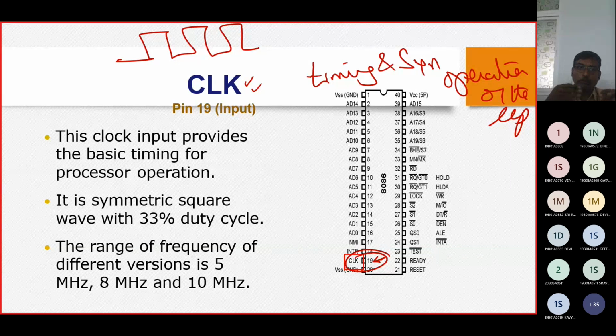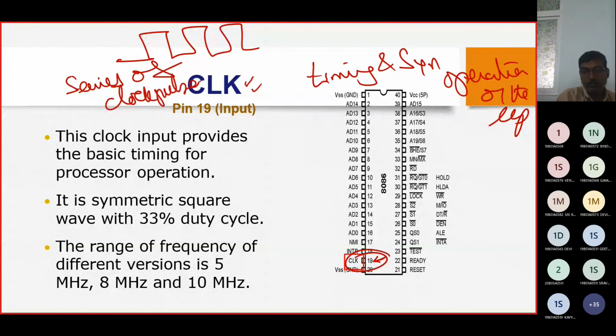It is going to generate a series of clock pulses. So how is it generating? The series are going to be generated at 5 megahertz, 8 megahertz, 10 megahertz. So this was the speed of the clock the microprocessor is going to have.